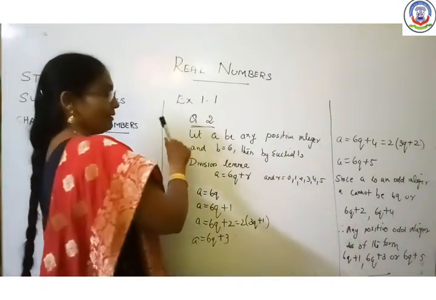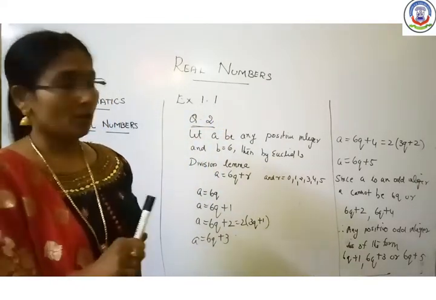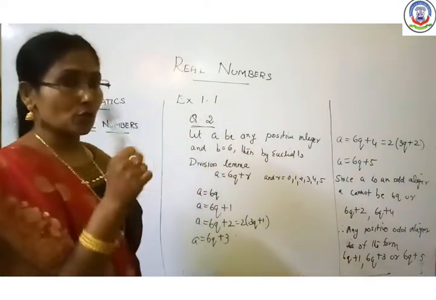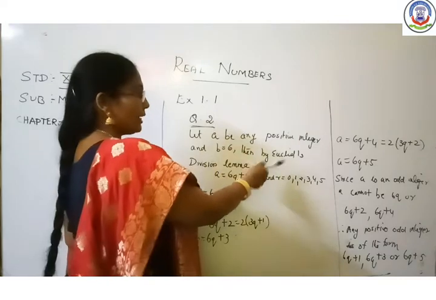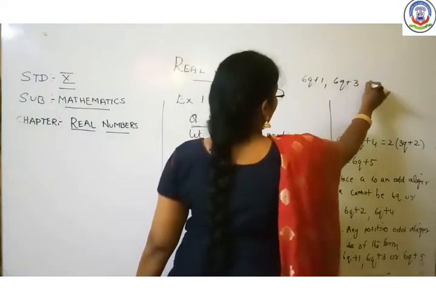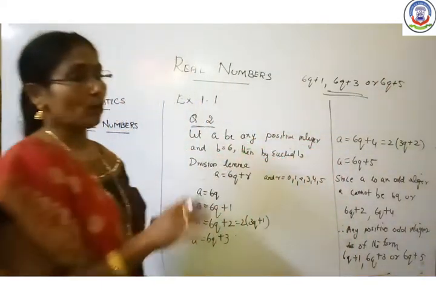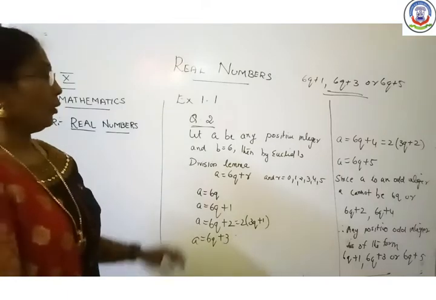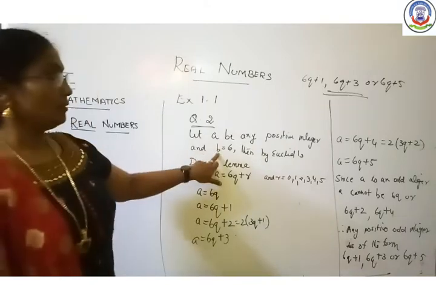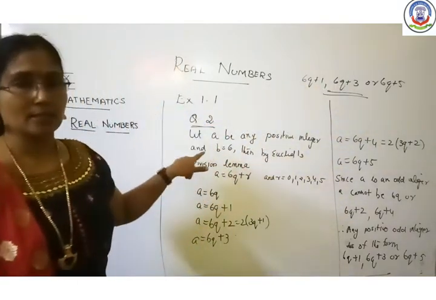But you will suppose that let A be any positive integer. We don't know whether it is odd or not. Let A be any positive integer and B equal to 6. Our question is that if it is odd, then it will be in the form of 6q plus 1, 6q plus 3 or 6q plus 5. If A is an odd integer, other cases will not come. That is the question. Now for showing that, let A be any positive integer we have taken, and here we have to find 6q like that. Therefore we have taken the divisor as 6.